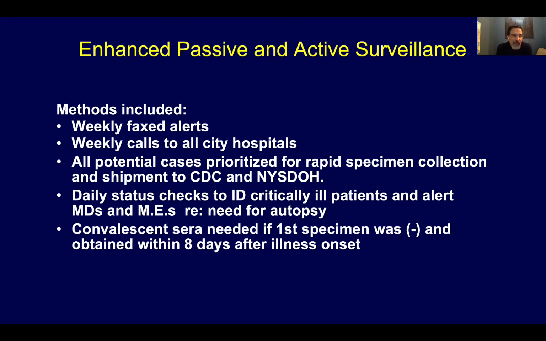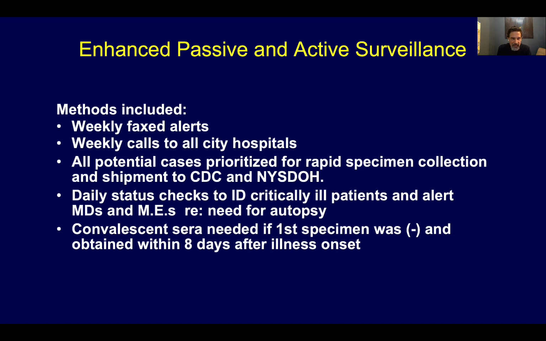So what did the surveillance and expanded case finding look like? The health department used methods including faxed alerts to healthcare providers and hospitals to alert them of the need to report cases that they might see that are consistent with the symptoms and other findings outlined in that case definition. They would make weekly calls to all the city hospitals to learn about new potential cases. And that was the active part of surveillance. And then they would prioritize all these potential cases that they learn about for rapid specimen collection, and those specimens would be shipped as quickly as possible to CDC and the New York State Health Department for testing.